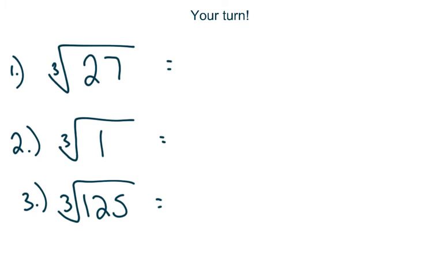So let's try 3 practice problems. Go ahead and pause the video and try all 3 of these. You're finding the cube root of each number. So go ahead and pause the video and press play whenever you're ready to check.